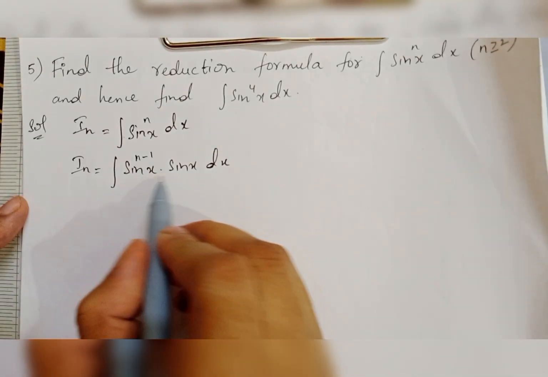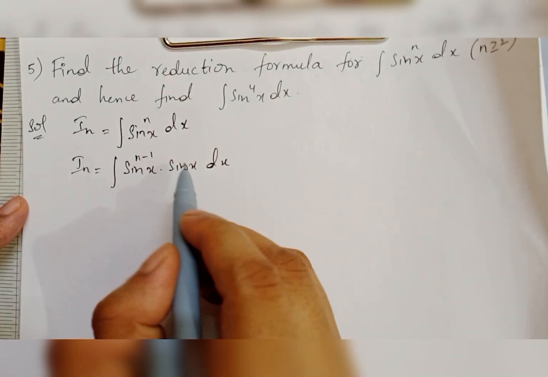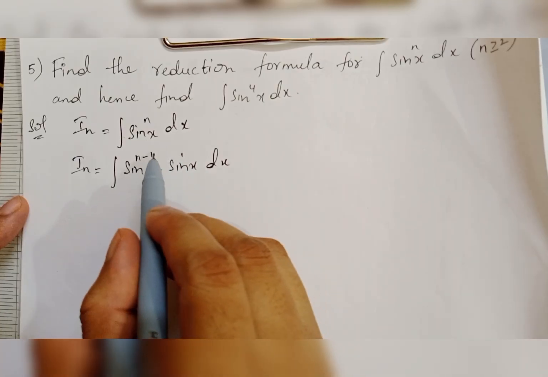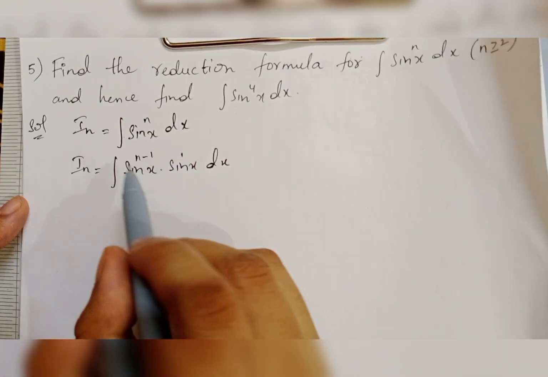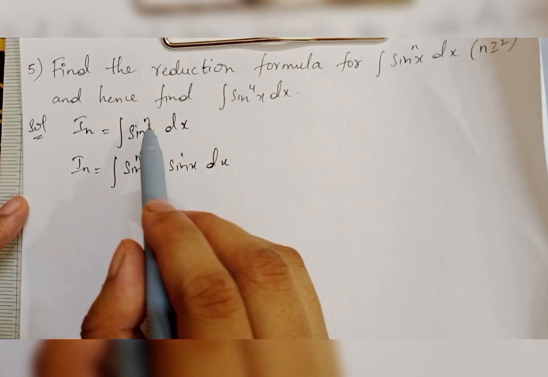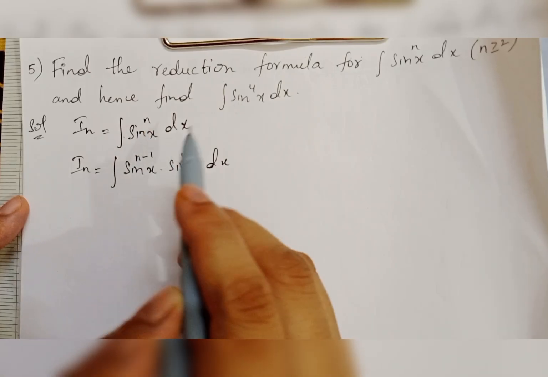Here, if the bases are equal we can add the powers, right? So here the power of sin x is nothing, so it is 1. If we add up, the minus 1 and plus 1 get cancelled, so we'll be remaining with sin x power n, which is the same as our function given in the question, right?